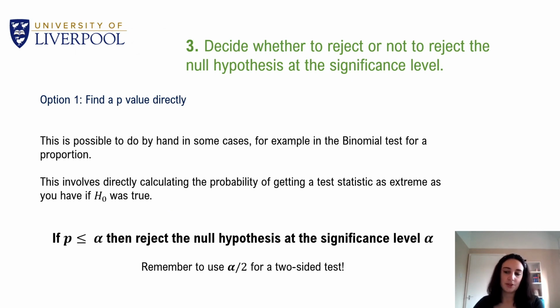Step 3 can be done in 3 different ways. Option 1, find a p-value and compare it with the significance level of the test. This is done by directly calculating the probability of getting your calculated value of the test statistic given that the null hypothesis is true. Then we reject the null hypothesis at the significance level if p is less than or equal to alpha. Don't forget that you should use alpha divided by 2 for a two-sided test.